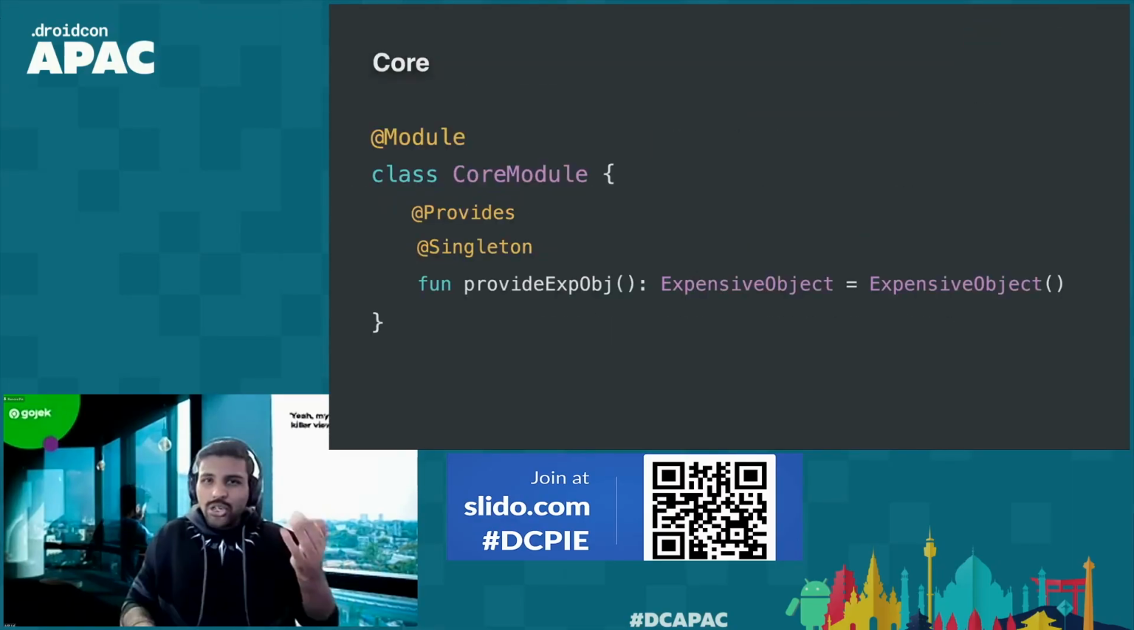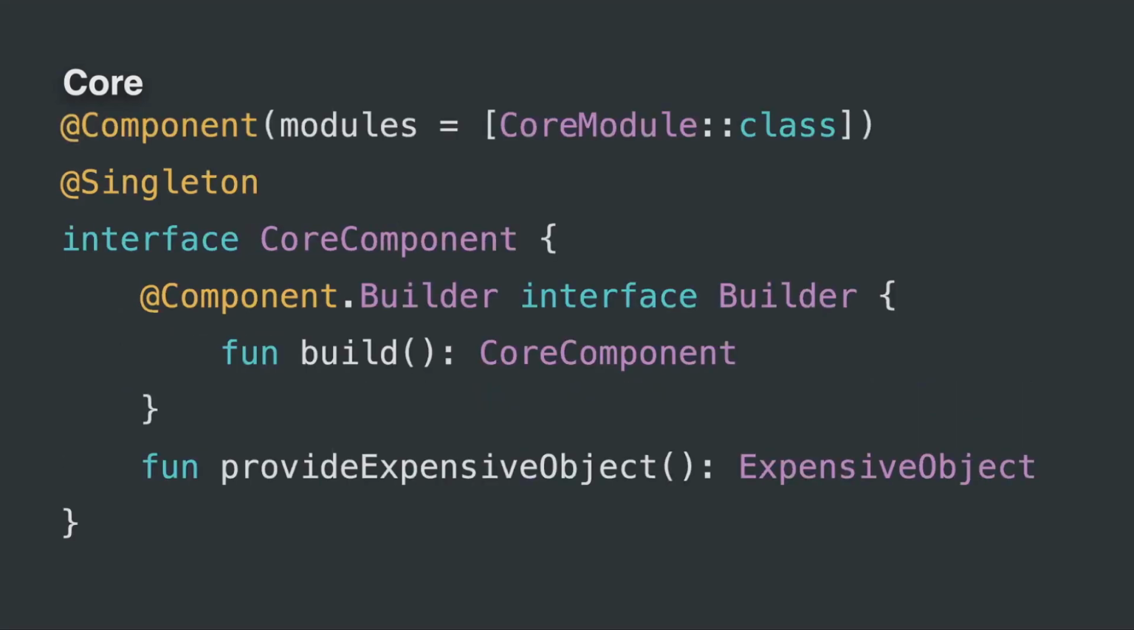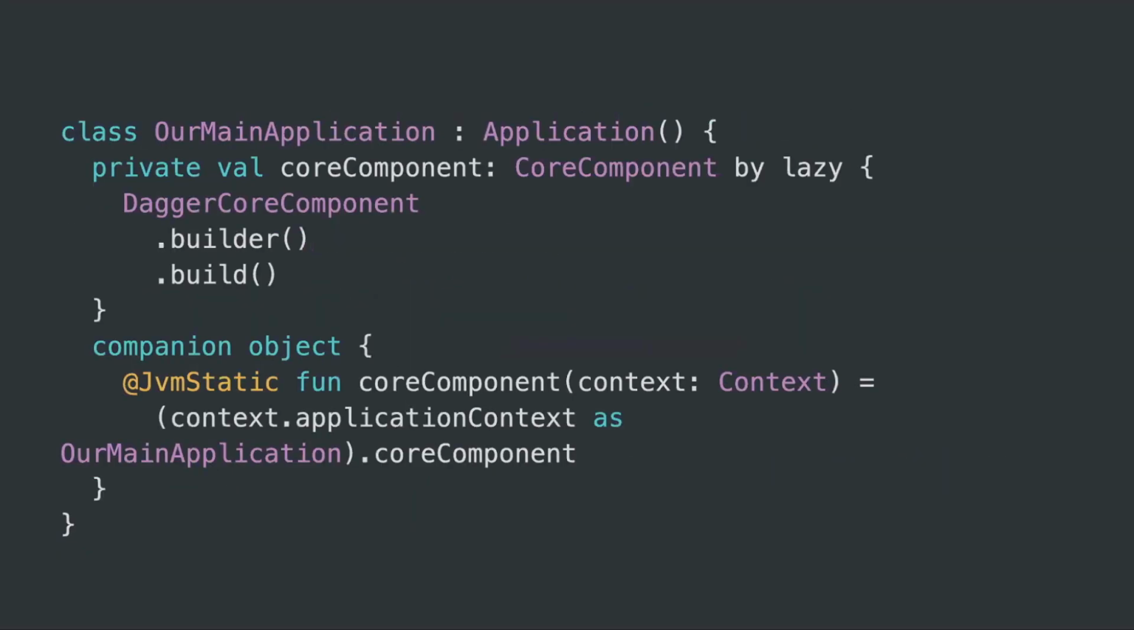Now let's look at some of the code base here. We have a core module, which provides a singleton called expensive object. We manage it via singleton scoping because we want it to be there as long as the process is available to us. Similarly, with the component, we have a builder that builds everything and we expose our dependency to whoever wants it. Now, when it comes to our main application, we are obviously going to write something like this. We're going to be starting the trigger point of the core component in our application code, and we're going to be providing that core component to something like our activities and fragments and whatnot.